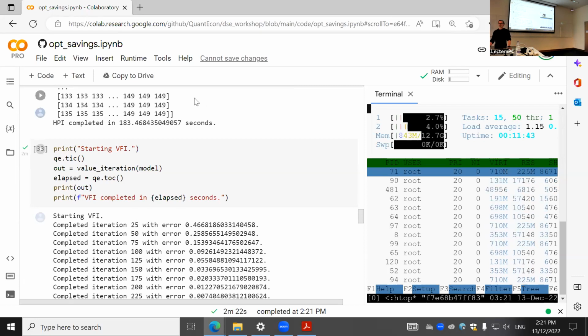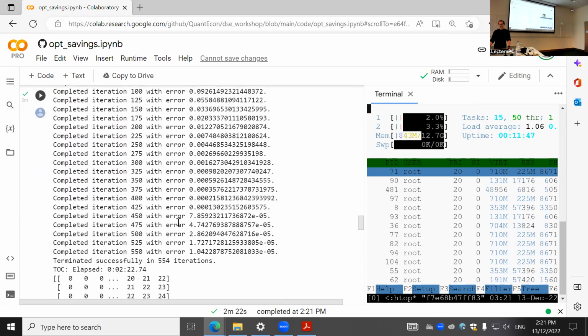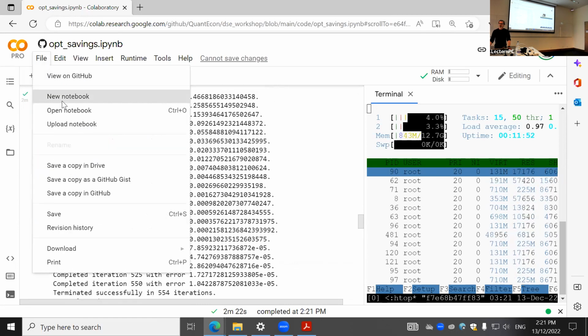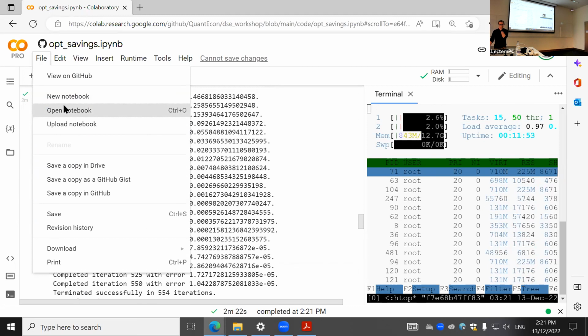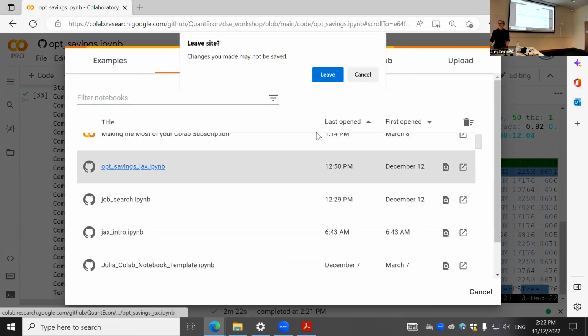Okay, so let's see if we can do something a little bit better. 142 seconds. Now we'll do something that I've been playing around with, and Phil's been playing around with as well. This is a library called JAX, which has come out recently. Well, a couple of years ago.